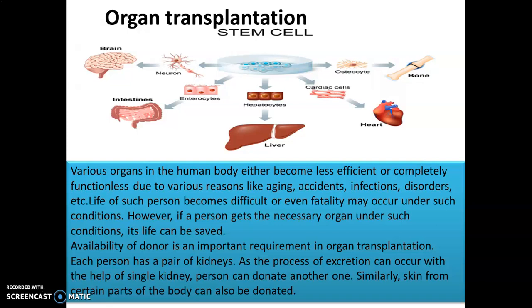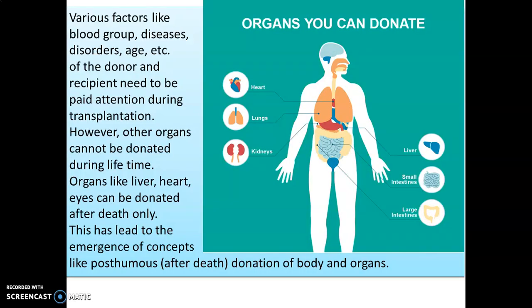Like I cannot give my heart or my brain while I am alive. What I can give alive is liver, skin, or maybe blood, which is also a very good thing. So various factors like blood group, disease, disorder, and age of the donor and the recipient need to be paid attention to during transplantation. This is a major surgery, so all the factors need to be taken care of.